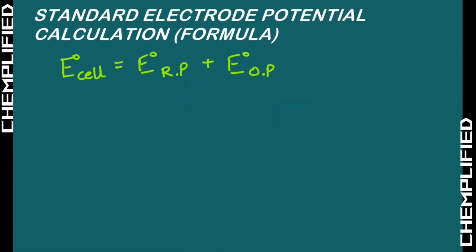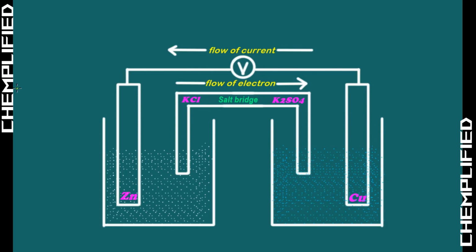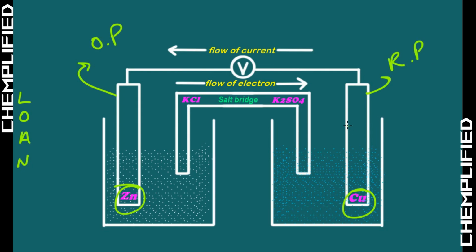This is the actual formula to calculate standard electrode potential of any electrochemical cell, which is equal to the sum of reduction potential and oxidation potential. Now what is the meaning of reduction potential and oxidation potential? Let's take a look at this diagram. Now I hope you know the trick, LOAN, right? Since zinc is undergoing oxidation, it will provide oxidation potential, and since copper is undergoing reduction, it will provide reduction potential. So you know from where you are going to get these values.